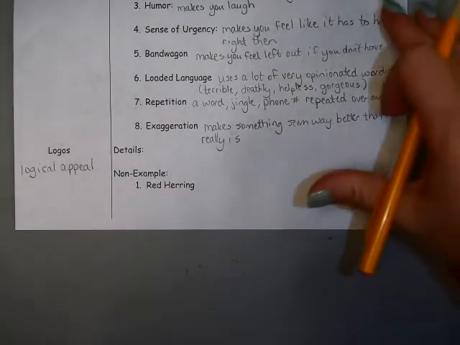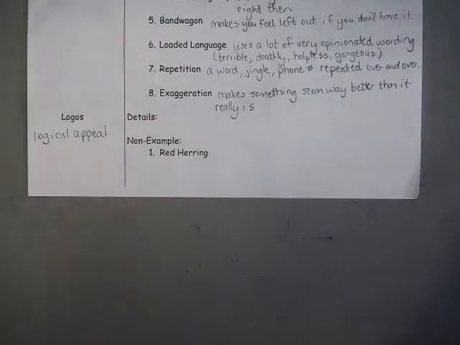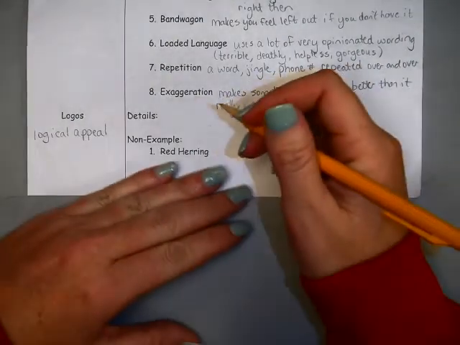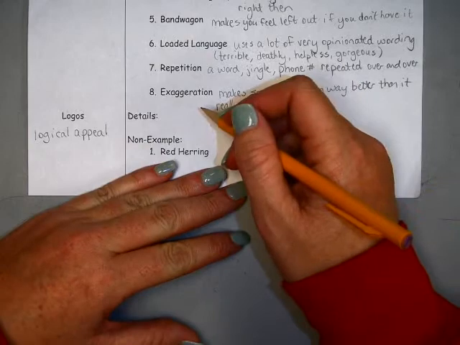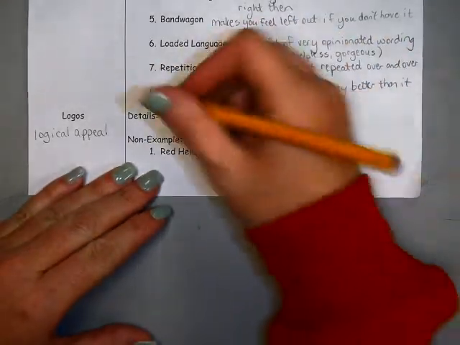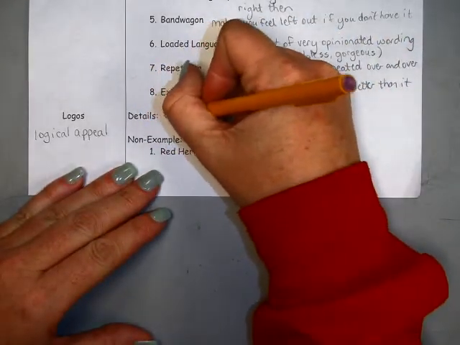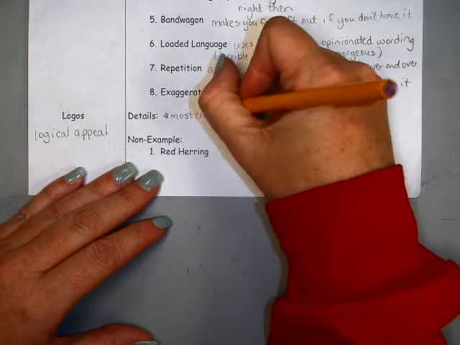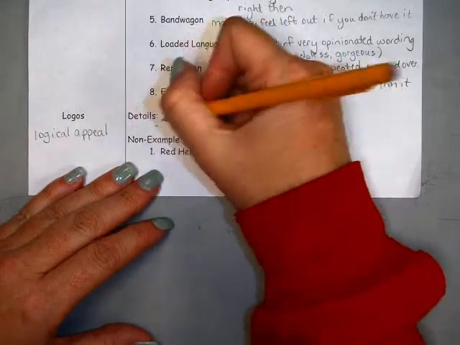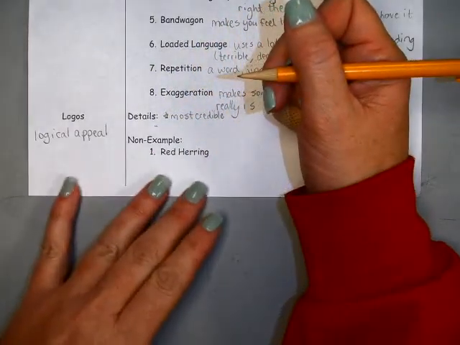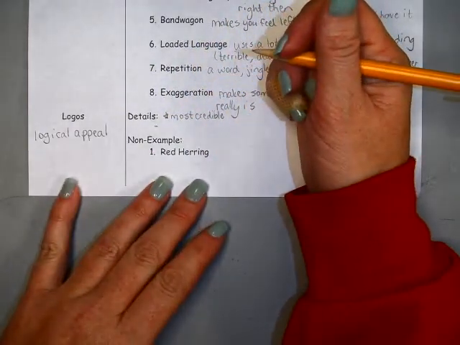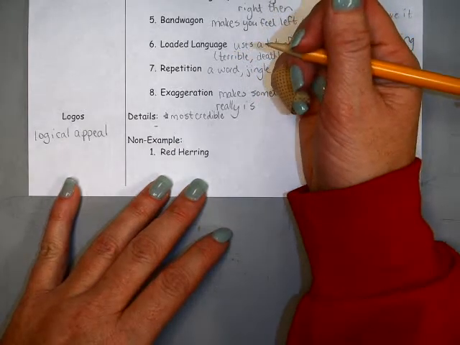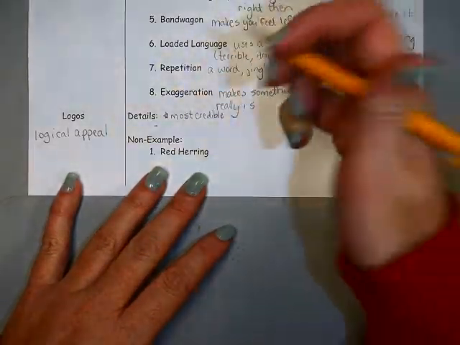The last type is logos, which again is logical appeal. I don't have a specific type for logos because basically this is the kind that is the most credible. So we're going to make a note here that this is the most credible, the most trustworthy type of advertisement. This is all based on facts, evidence, statistics, numbers, graphs, survey results, it's based on proof. So basically you know what you're getting when you buy it.